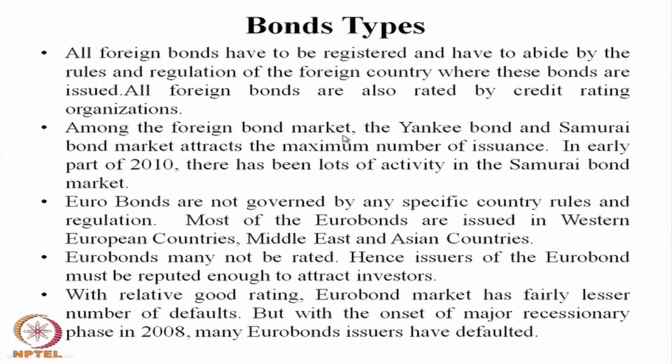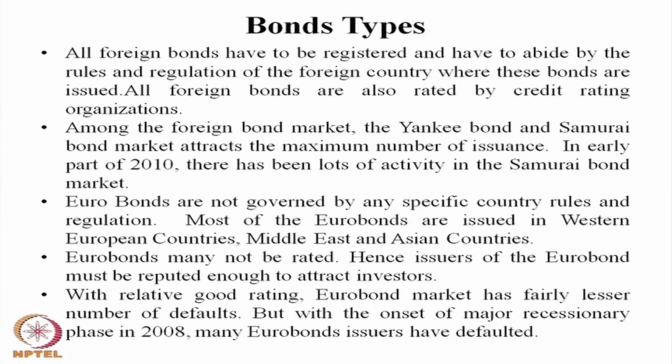If you see among the foreign bonds market, the Yankee bond and samurai bond markets attract the maximum number of issuances. In early 2010, there was lots of activity in the samurai bond market. This is because the samurai bond market has one of the lowest cost, or lowest interest rate coupon, bonds available in the market. So, many companies were issuing samurai bonds to get the benefit of this lowest possible cost and coupon rate. Among these, the Yankee and samurai bonds are most popularly issued and traded in the international market.